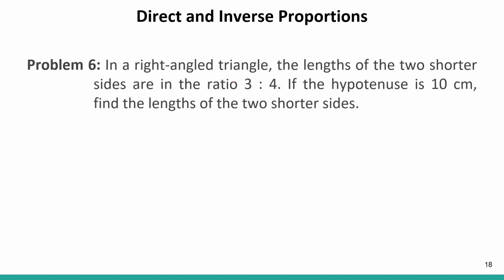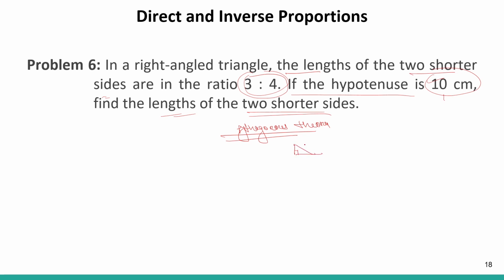Let's see problem number 6. In a right angle triangle, the lengths of the two shorter sides are in the ratio 3:4. If the hypotenuse is 10 centimeters long, find the lengths of the two shorter sides. Since we are given the length of the hypotenuse and want to calculate the other two sides, we know the Pythagoras theorem, so we will use a formula from there. If we have a right angle triangle, with H, P and B as the sides, then these three lengths have a common relation between them: H square is equal to P square plus B square.